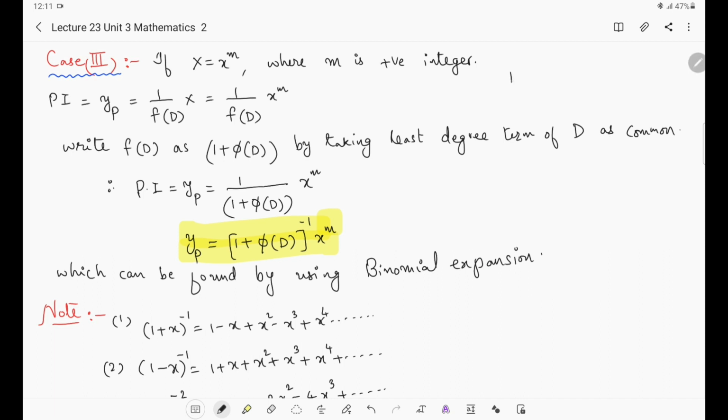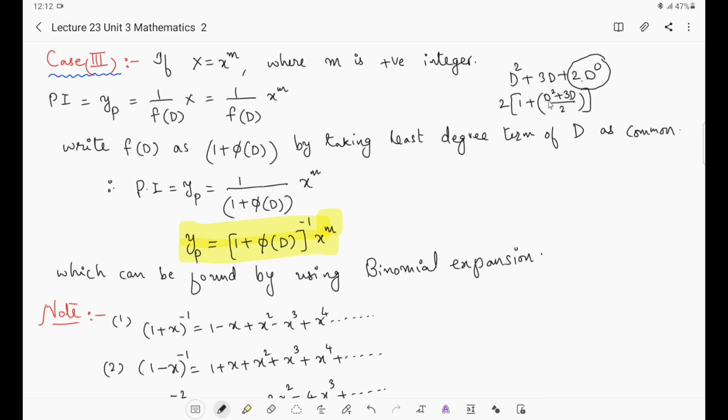What is the meaning of the least degree term of D? Suppose f of D is D square plus 3D plus 2. Then what is the least degree term in this? D square is D power 2, there is D power 1, and here D power 0 will be there. So D power 0 is the least degree term, and this term should be taken as common. When we take it as common, what will remain? 2 into 1 will remain, 1 plus (D square plus 3D) by 2. So this has been reduced into the form of 1 plus function of D.